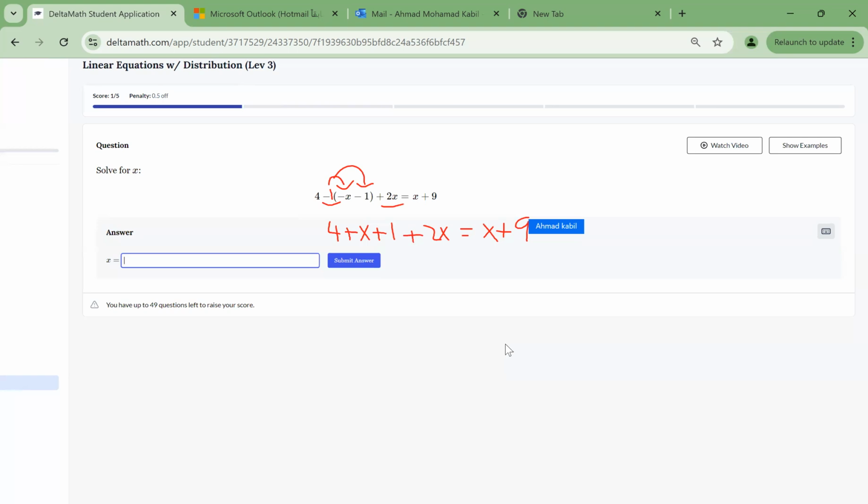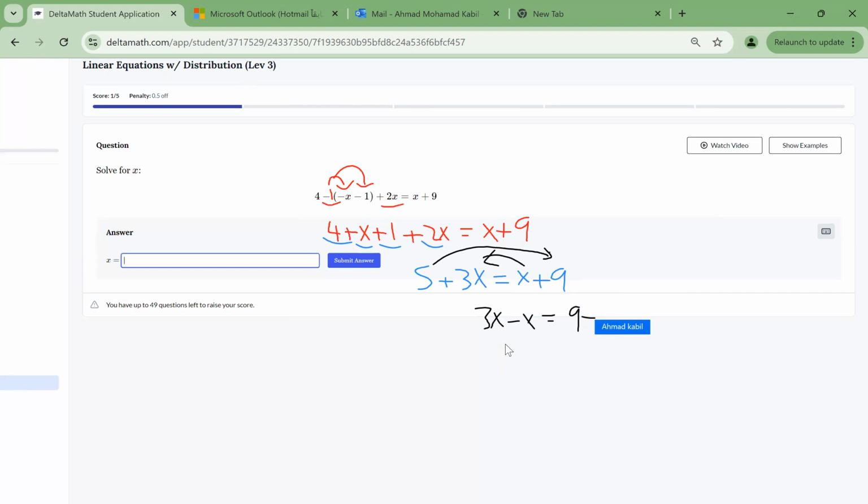So let's collect the like terms. 4 and 1 gives us 5. x and 2x gives us 3x. And this is equal to x plus 9. Let's take the x to the left, and let's take the 5 to the right. So we have 3x minus x equals 9 minus 5. So 2x equals 4. Divide by 2 on both sides. You get x equals 2.